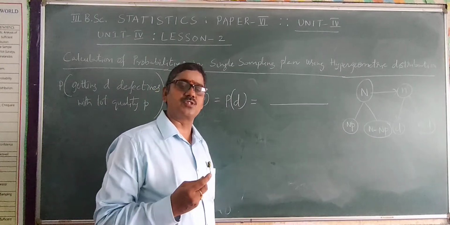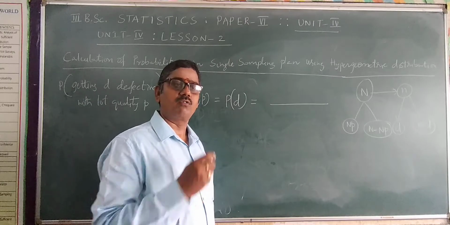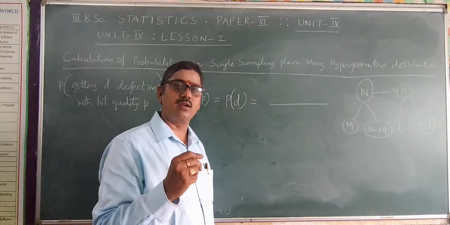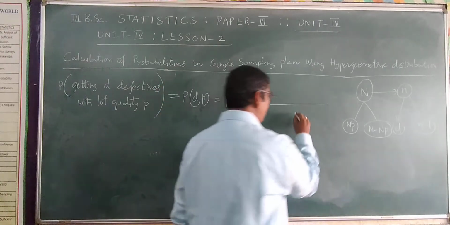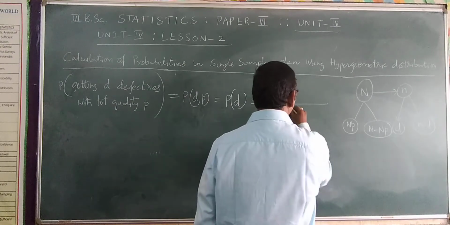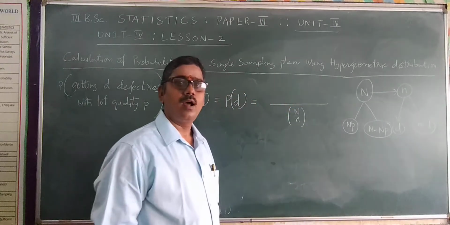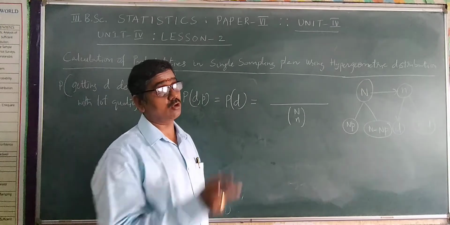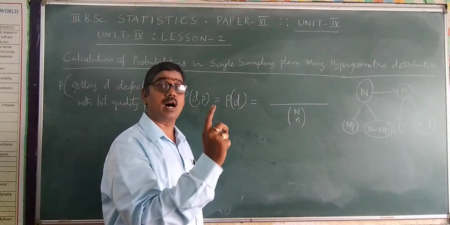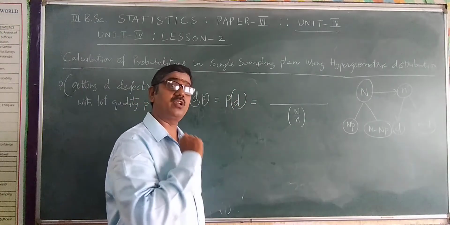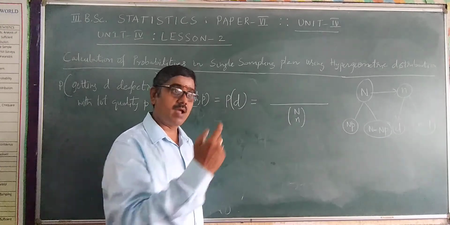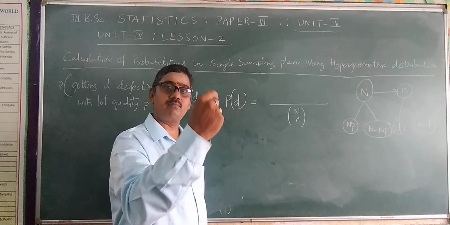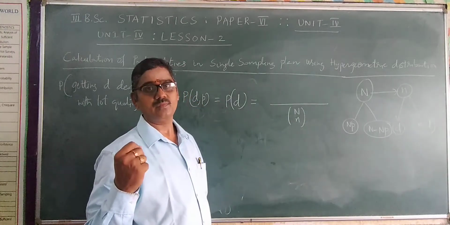Total number of outcomes: out of capital N we have to draw small n. How many ways can we draw? NCn. And now the defective items. There are two possibilities for the items drawn: the drawn item may be defective, or it may be non-defective.